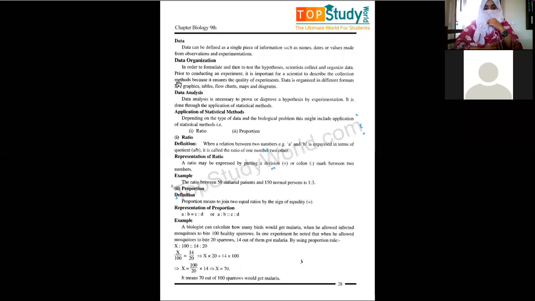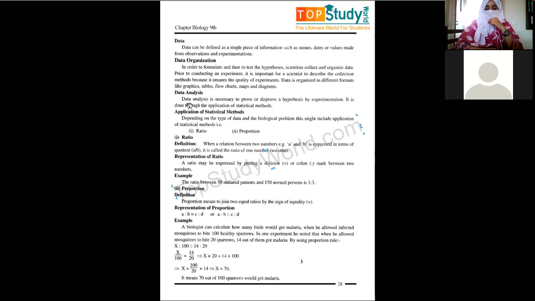Because this data collecting method ensures the quality of experiments, how he performs an experiment. If scientists use any instrument, then the quality of the experiment is very good. So data is organized in different formats like graphs, tables, flowcharts, maps, and diagrams. This is the data collecting method. This can be a short question also: data is organized in different forms like graph, table, flowcharts, maps, and diagram.